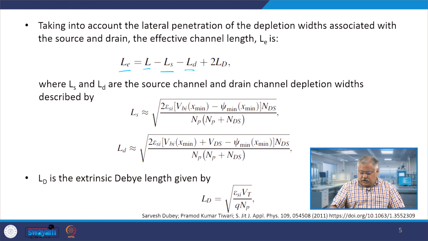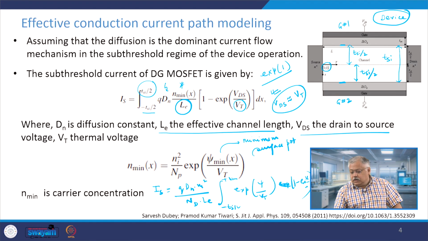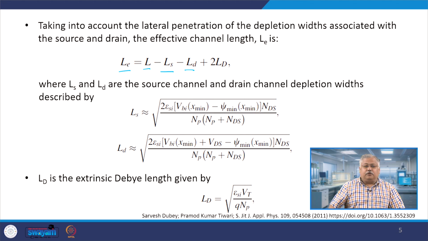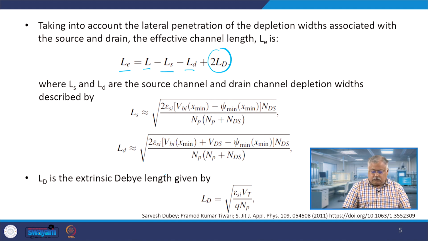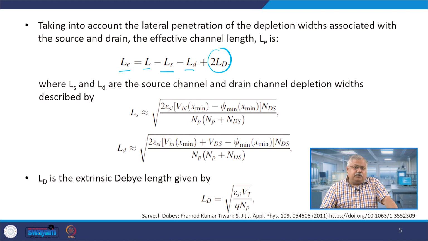If you look very carefully, it is basically this side. This is your drain channel depletion width here, which you will find out. This will be the source channel depletion width, and you need to subtract that from your total channel length, and you need to add 2 times the Debye length here. So, the effective channel length actually is much reduced than the physical channel length, right, because of the heavy doping concentration of N and P region.